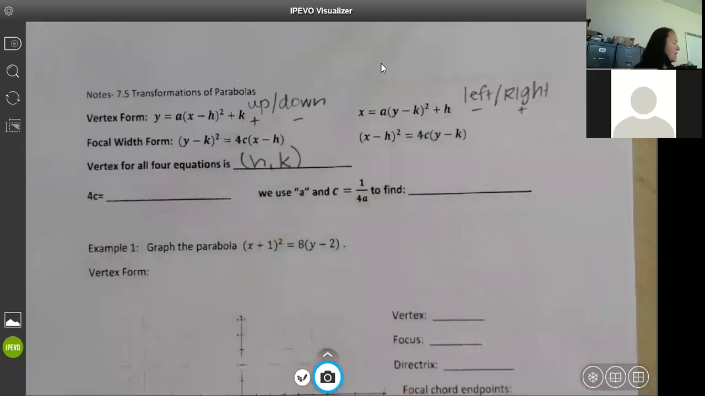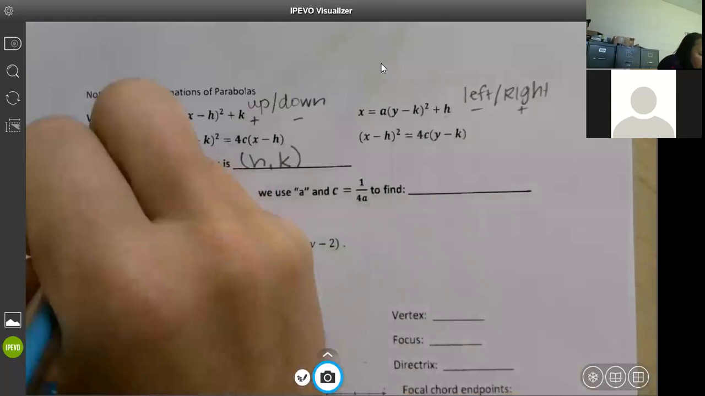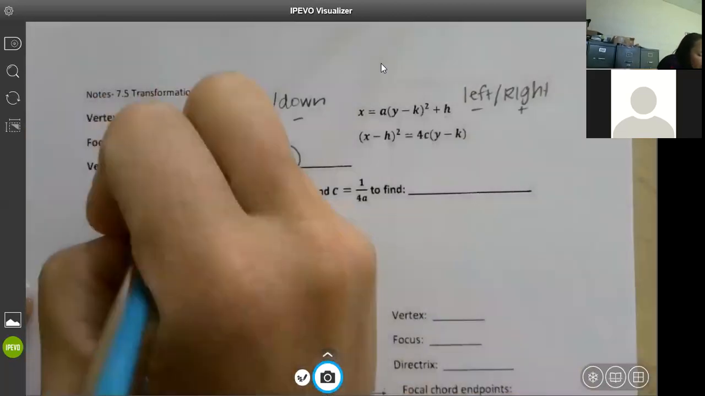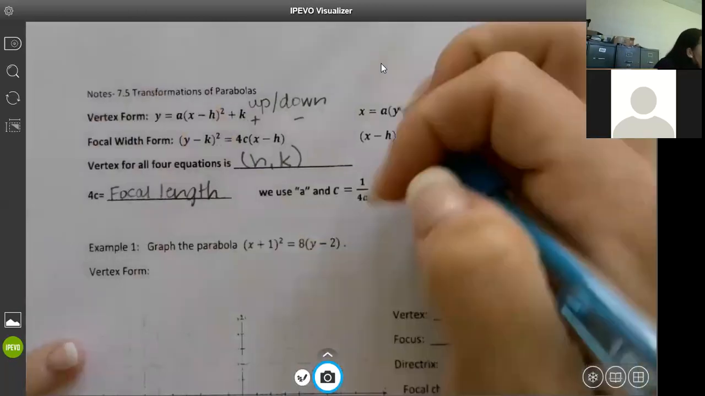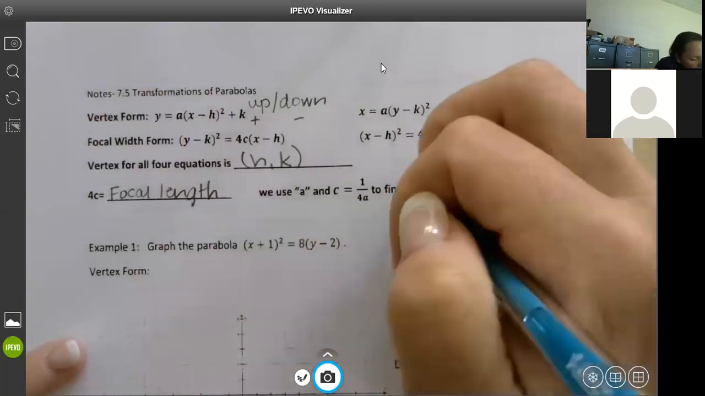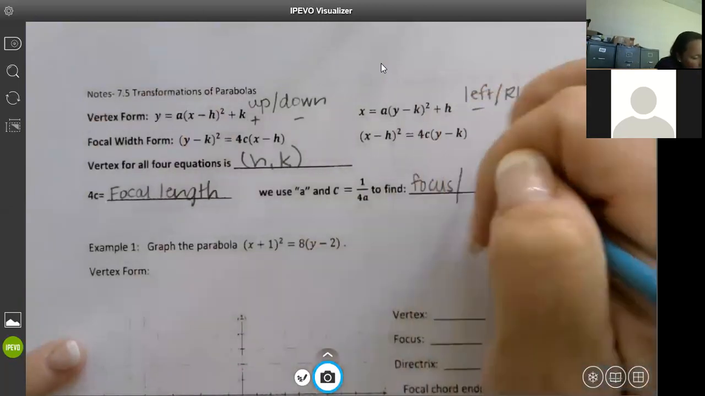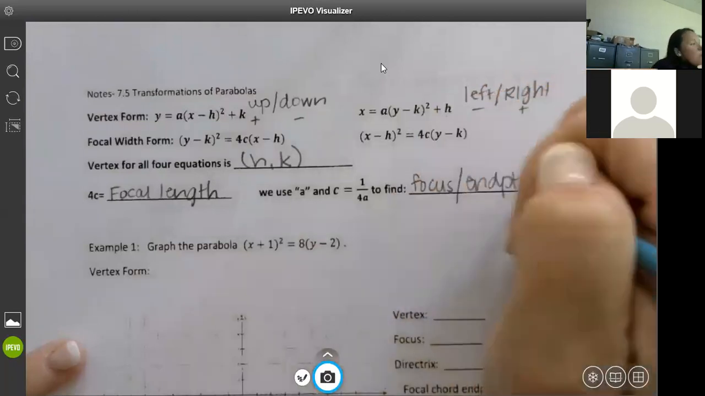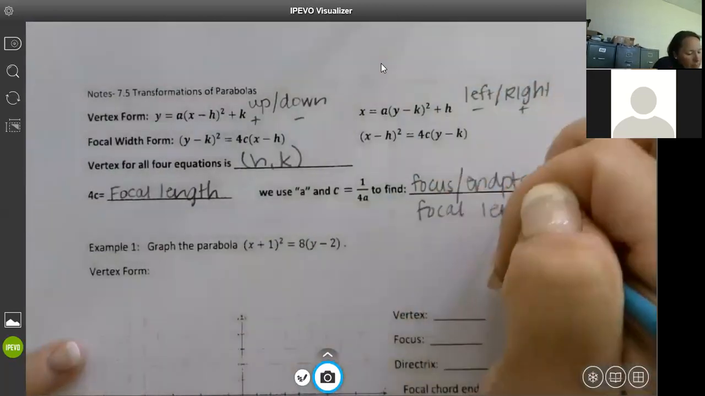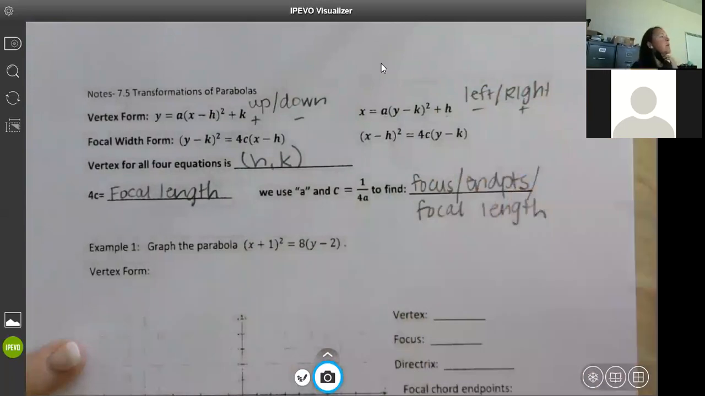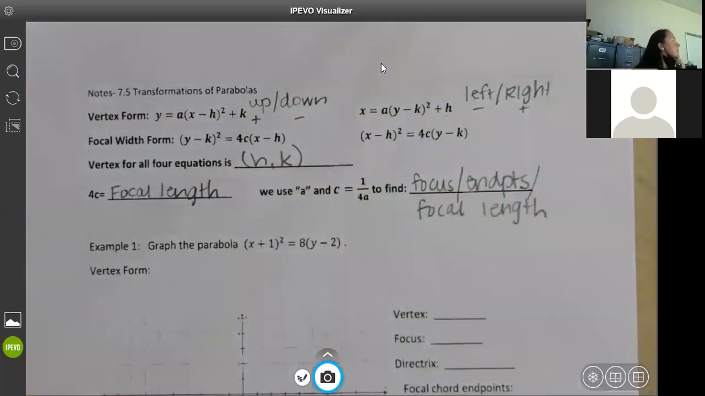Okay, so again, I already know that. 4c is your focal length. And again, I don't worry about that much, so it's just throwing it out there. And then we use a and c equals 1 over 4a to find the focus. Those endpoints, the focal chord endpoints, and the focal length. Again, we don't do the focal length much. You guys can do that. It's just counting straight across. You don't even have to really worry about it.